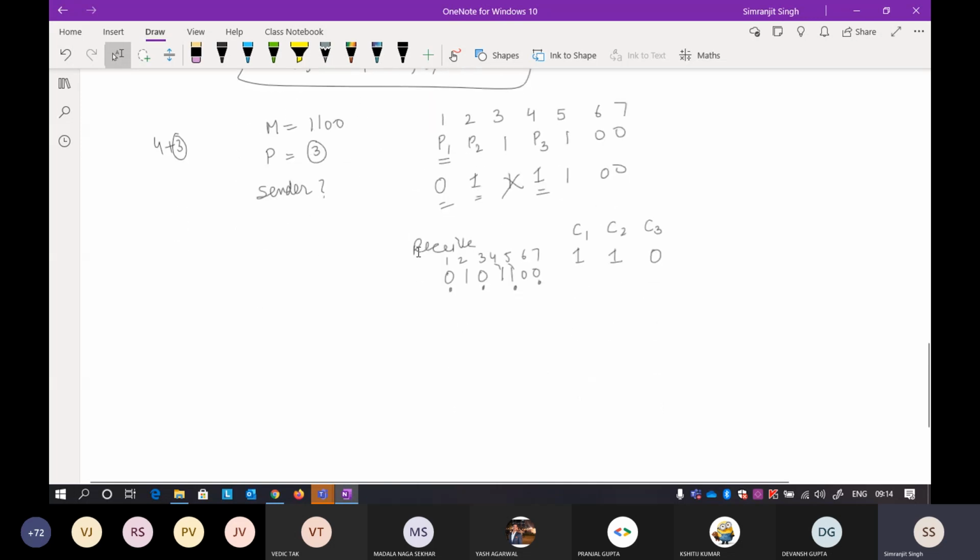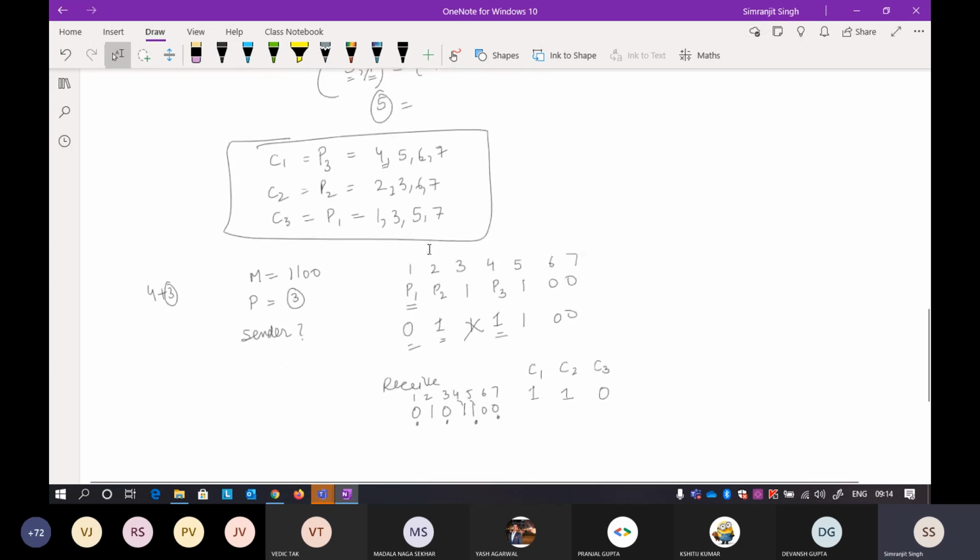Now see if there is a problem in this one. So check bits C1, C2, C3. C1 is based on 4, 5, 6, 7. This was the receiver: 1, 0, 1, 1, 1, 0, 0. So 1, 2, 3, 4, 5, 6, 7. Now C1 is based on 4, 5, 6, 7. 4 is 1, 5 is 1, 6 is 0. So it is, sorry, even parity.